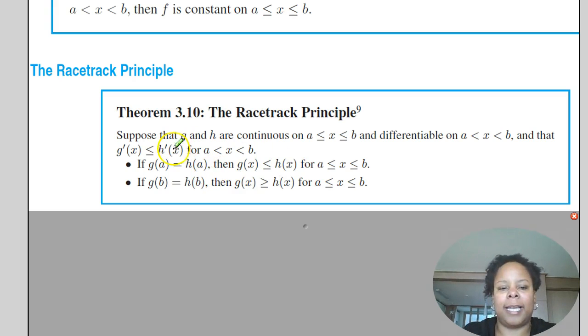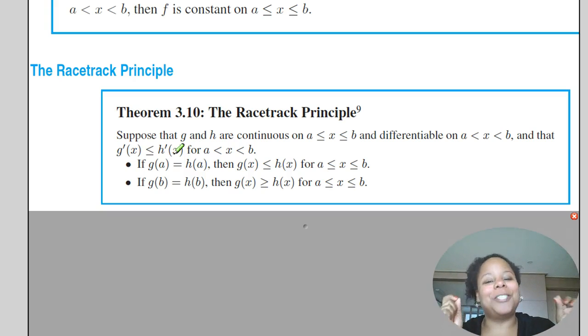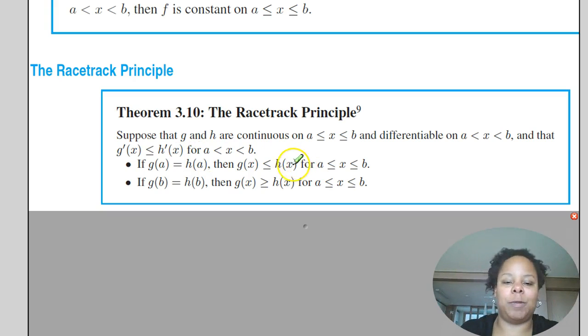So depending on the endpoint where they're starting at the same point, since h of x has a derivative that's larger than g of x, the rate of change of h of x is always larger than the rate of change of g of x, which means that h of x will always be bigger than g of x when they start at the same spot. And if they end at the same spot, then g of x must have been bigger than h of x. I know, confusing, but just be familiar with these theorems so that you'll be able to use them in the future.